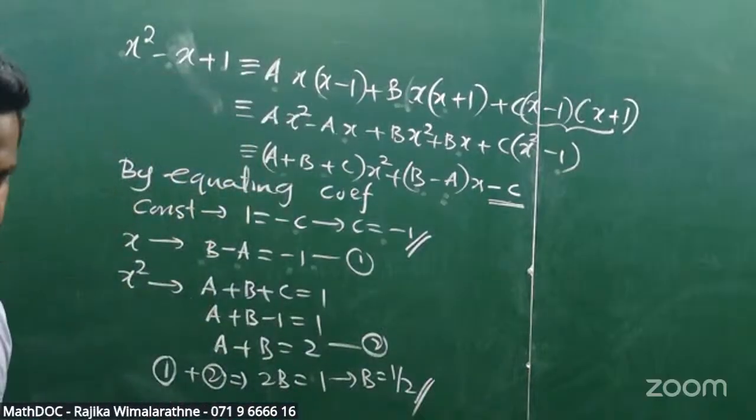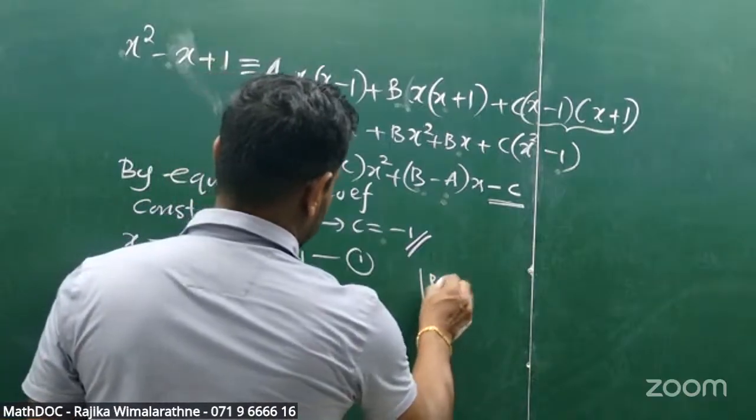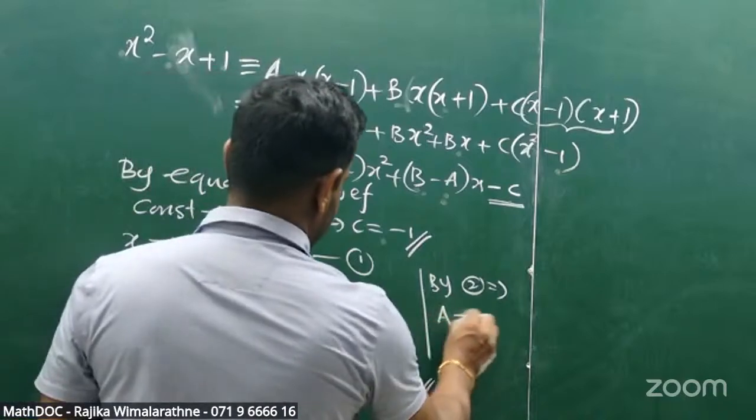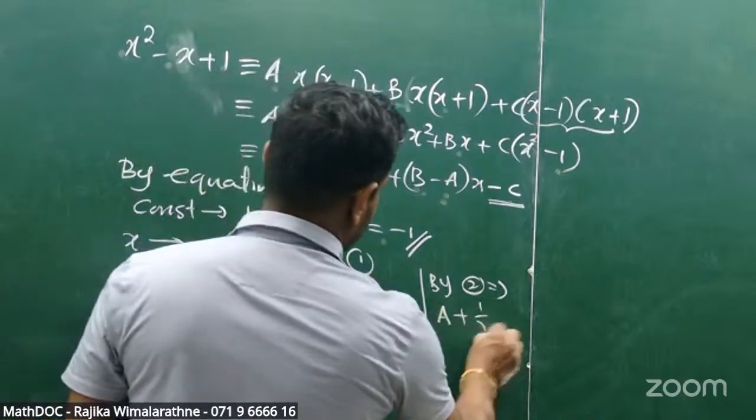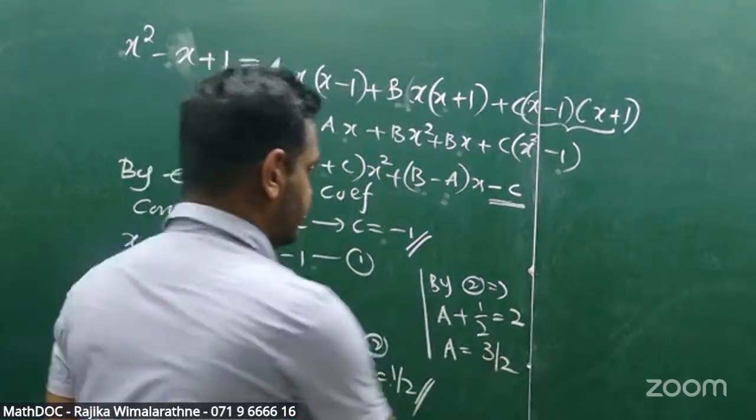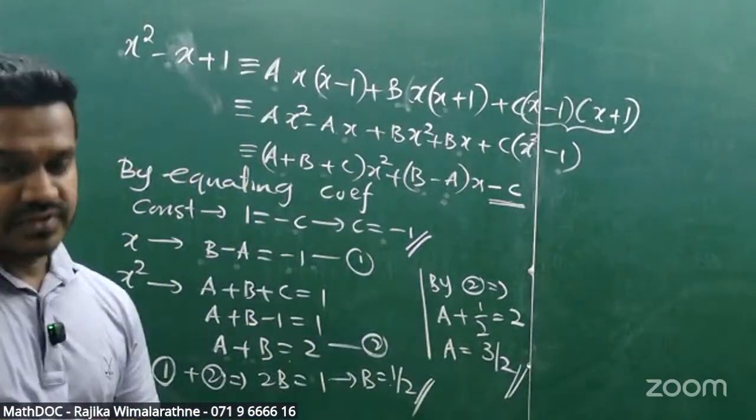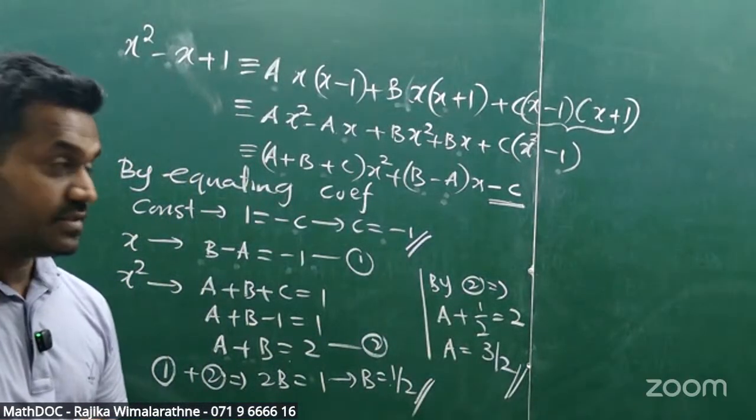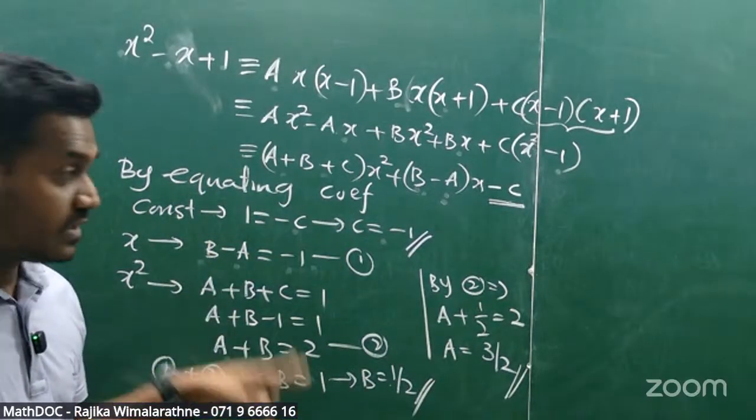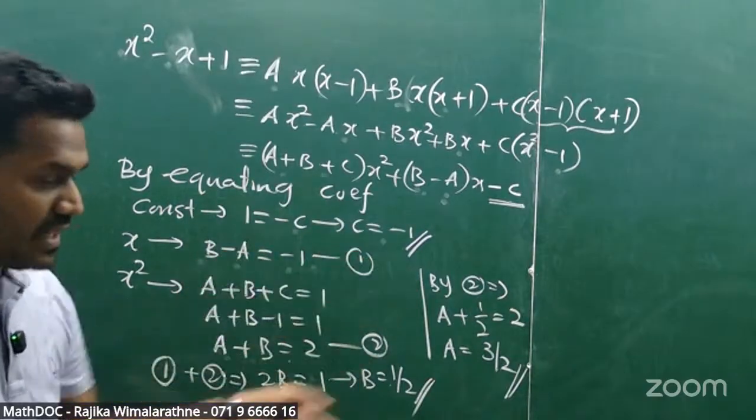B equals half. Then by the second equation, with b equal to half, the value of a is 3 over 2. Likewise, you can get the values. The previous technique, value substitution, is a very strong and very fast method, but this one is somewhat slow. Still, by equating coefficients we can obtain the values. Okay, do that example.